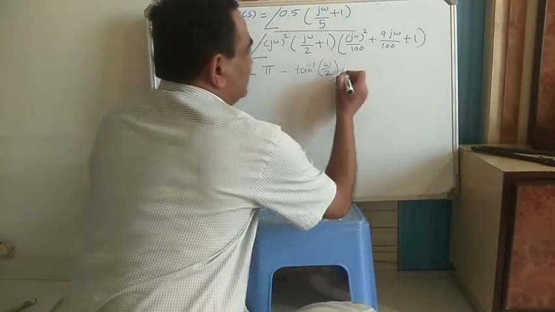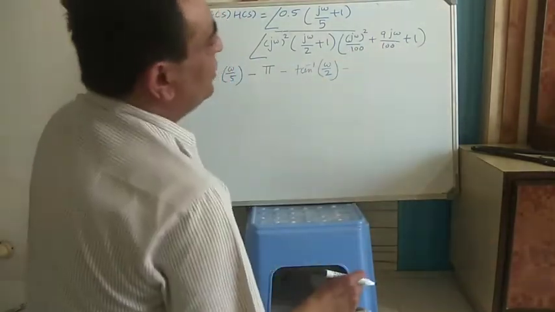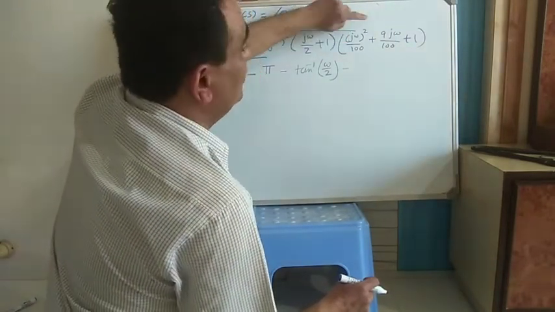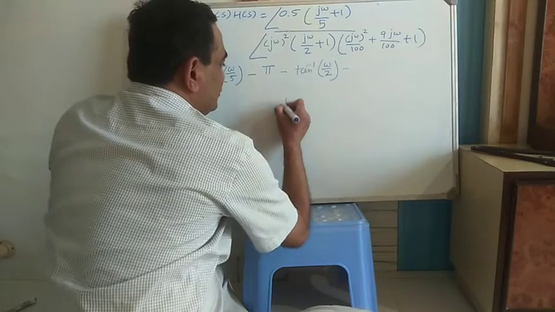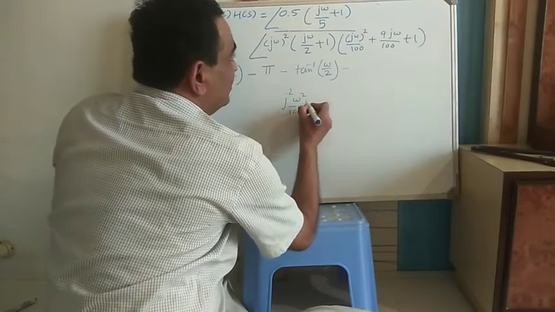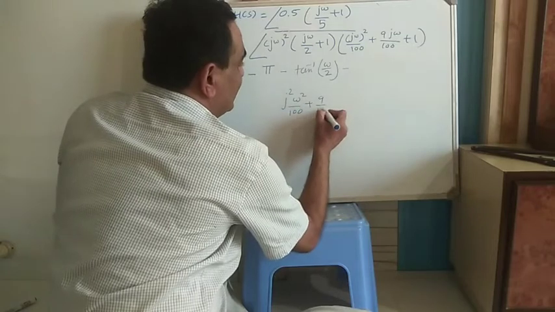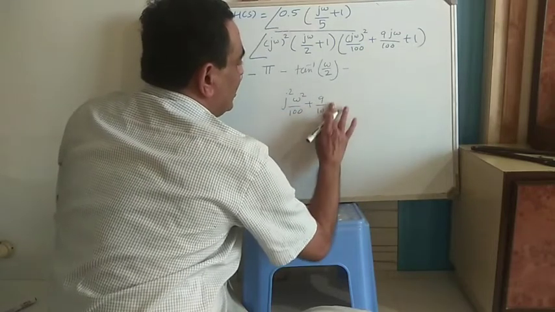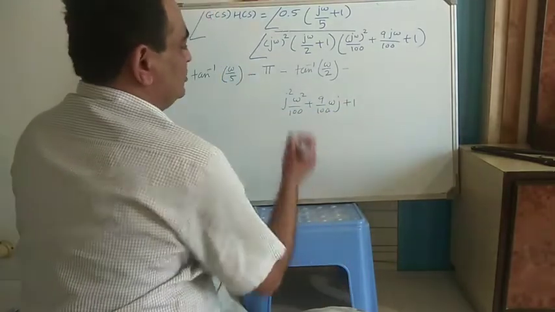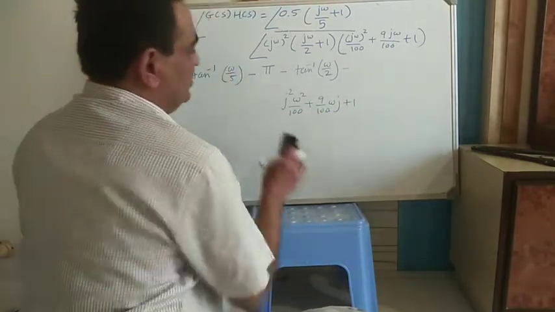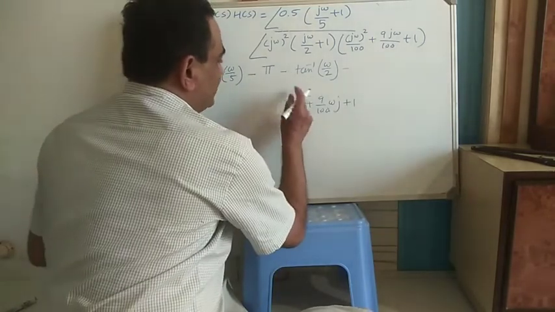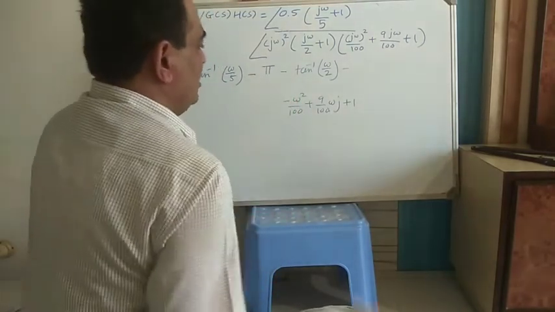Then comes this term. If you look into this term, j square is equal to j square omega. So this is j square omega square by 100 plus 9 by 100 j omega plus 1. So j square is minus 1, so I will replace it by minus. Okay. Now what are the real parts?